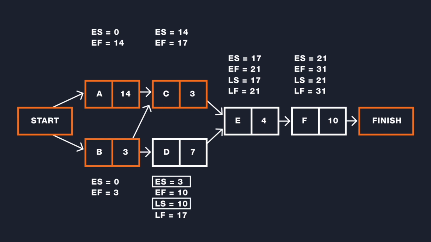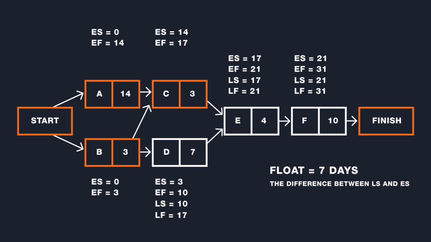This represents a flexibility or float of 7 days, the difference between the latest start and earliest start. That means that activity D can start as late as day 10 and not delay our project finish. This 7 days represents the float or the slack for activity D. Any activity that has float is not a critical activity and is not on the critical path.